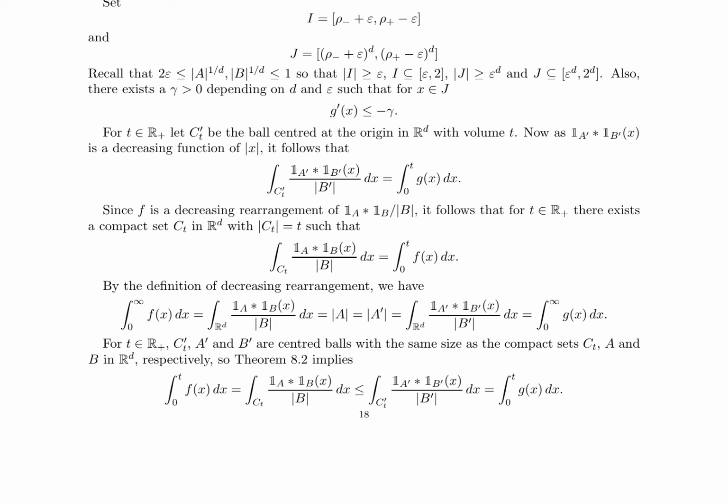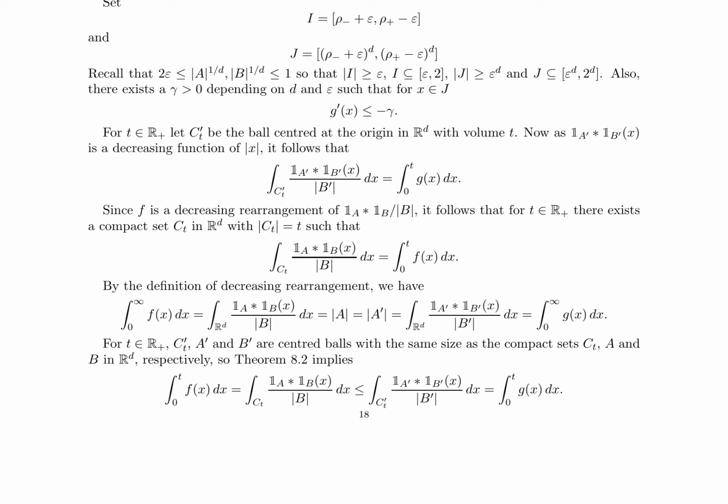The function g(x) has a continuous negative derivative for ρ^d less than x less than ρ_+^d, where ρ and ρ_+ are defined accordingly. Setting I equals ρ plus epsilon, and J equals (ρ plus epsilon)^d, the authors establish that there exists a gamma greater than 0 depending on d and epsilon such that for x an element of J, g(x) is less than or equal to gamma. They then define C_T as the ball centered at the origin in ρ with volume T and utilize the properties of A* ⊕ B, x, and f(x) to establish an integral inequality.